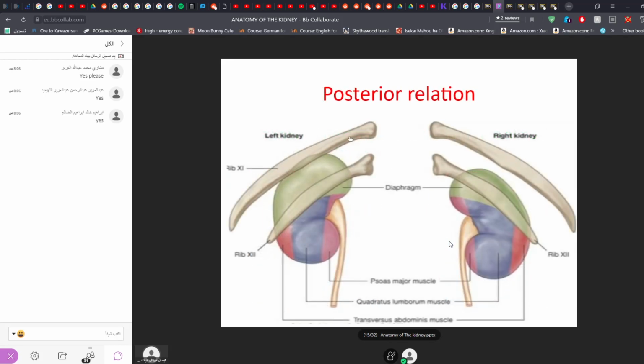Here you can see from behind, this is the 11th rib and this is the 12th rib. This is the left kidney and this is the right kidney. Here you can see only the 12th rib and a small part of the last intercostal space. Then this is the diaphragmatic portion, then the psoas major muscle portion, then laterally the quadratus lumborum and then the transverse abdominis muscle. So this is the posterior relation. And definitely the subcostal nerve will be lying here. Then from L1, the iliohypogastric and ilioinguinal nerves cross this area.